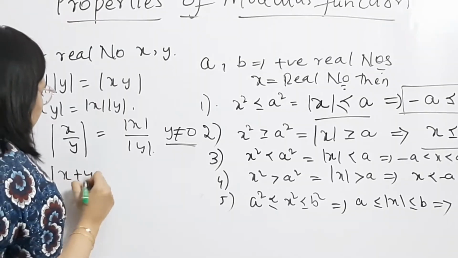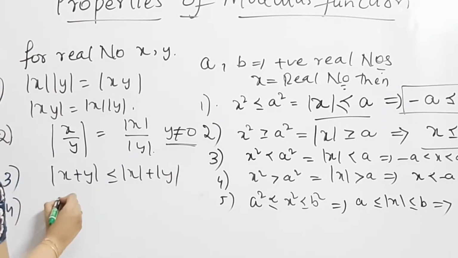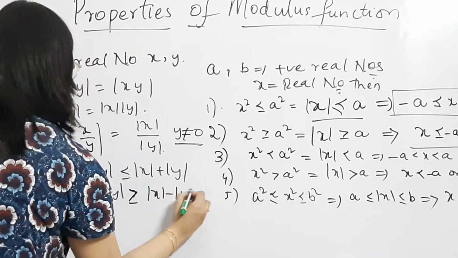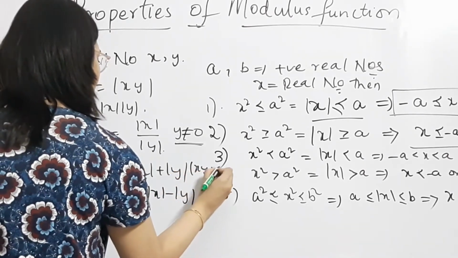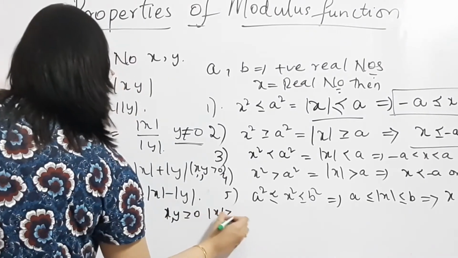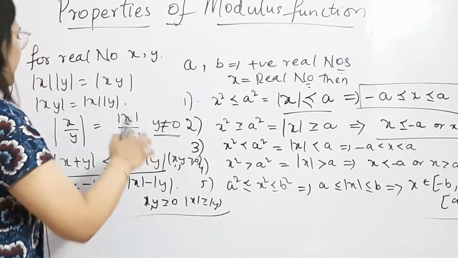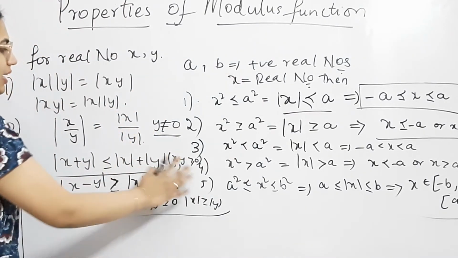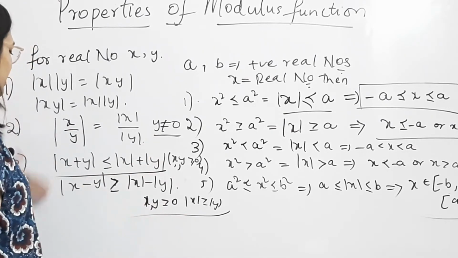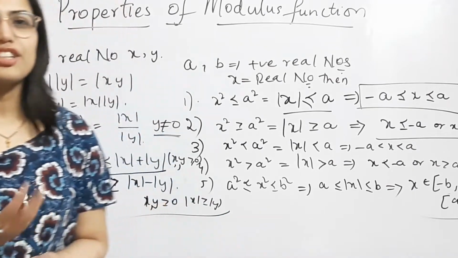But mod x plus y is less than or equal to mod x plus mod y. And in the same way, mod x minus y is greater than or equal to mod x minus mod y. This is for xy greater than 0. This is for xy less than 0. These are a few properties of modulus functions. Here, these are very important. These are frequently tested. And we need to restrict the values of x and y. Based on the values of x and y, we can define these two properties especially. But yeah, this is what you need to understand.